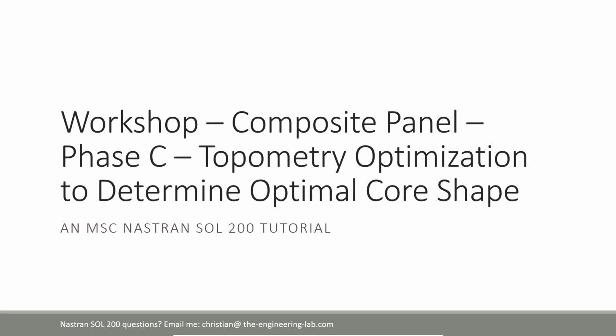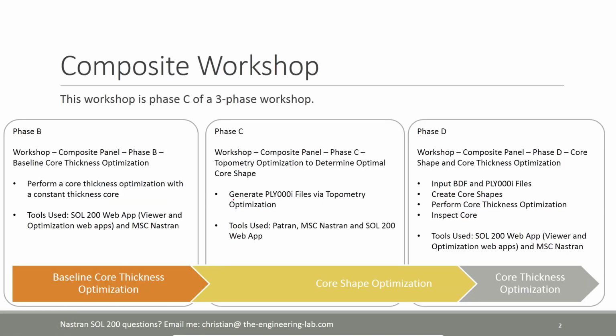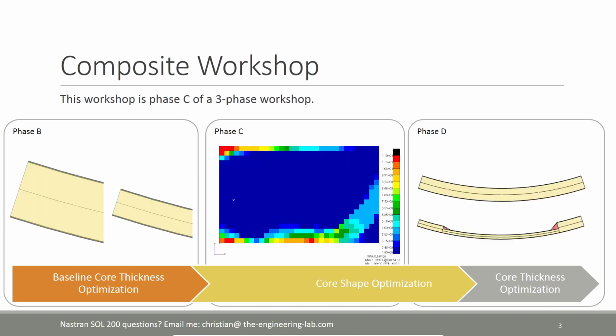Hello, my name is Christian, and this is a continuation of the previous workshop. Here, we're going to perform a topometry optimization. We want to use topometry optimization to tell us where the core thickness should be the highest so that we have a lightweight composite panel while satisfying buckling load constraints.